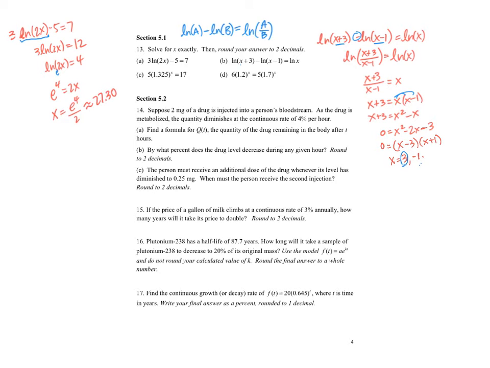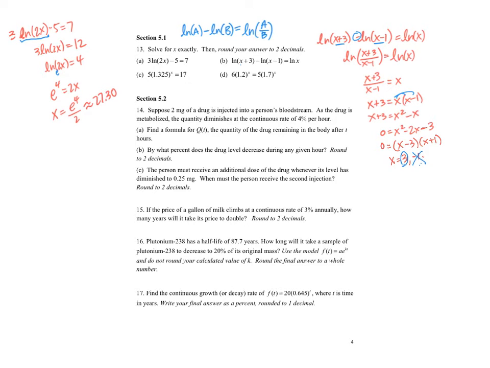Okay, now that works. What if I plug in negative 1? Natural log of negative 1 plus 3, that's natural log of 2, that's defined. Natural log of negative 1 minus 1, that's natural log of negative 2. That won't work because natural log is only defined for positive values. And again, natural log of negative 1 is undefined. So we have to throw out that one. So our only solution is x equals 3.